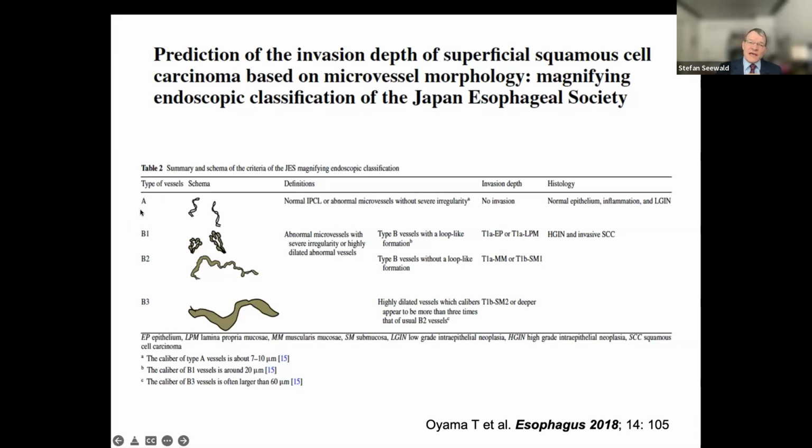We have type A and type B. Here you see the regular IPCLs, and when a tumor is growing, you can nicely appreciate we have here larger vessels. Then we get a typical change of the looping, and if we have infiltration of the submucosa, we have enlarged vessels with also avascular areas.